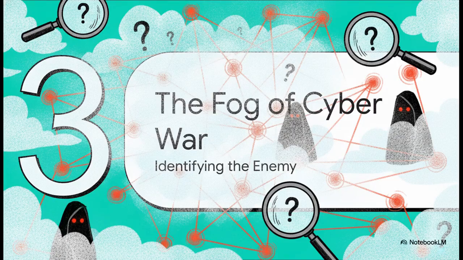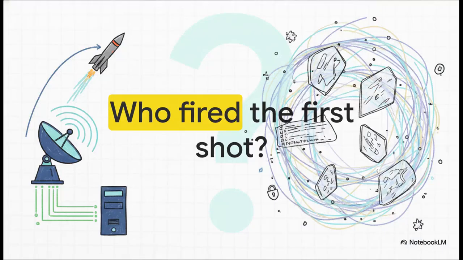Section 3. The Fog of Cyber War. Okay, so when the battlefield is an entirely invisible network, just figuring out who you're actually fighting becomes this impossible puzzle. In a physical war, radar tracks a missile right back to its launch pad. You know exactly who did it. But in a pure cyber war, who fired the first shot? It's the ultimate terrifying question.